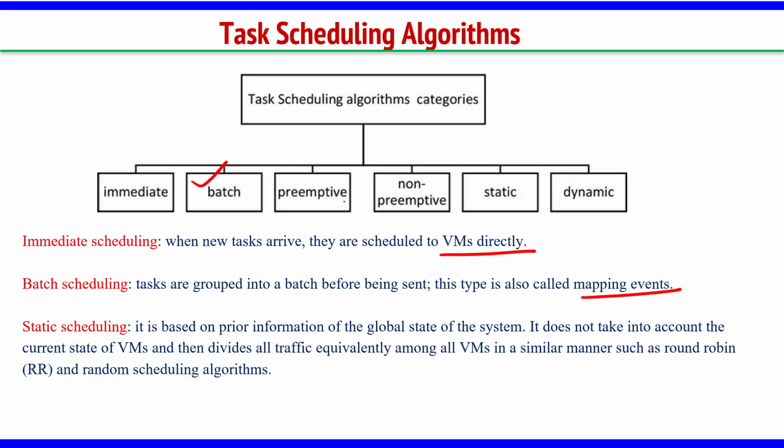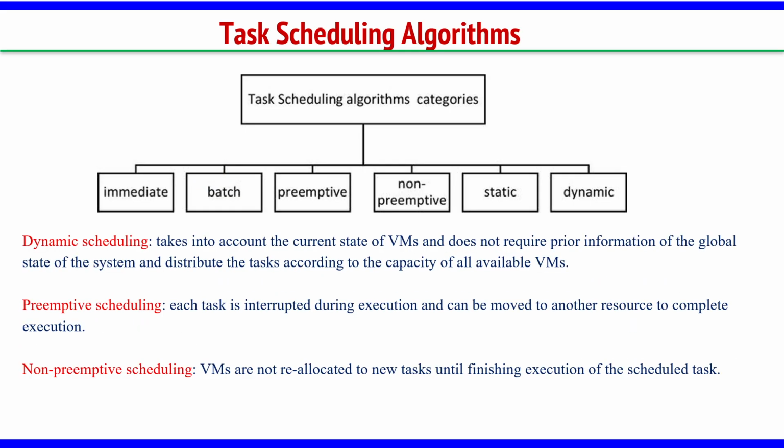And then we have preemptive and non-preemptive, which we already know from operating systems. In preemptive scheduling, each task can be interrupted during execution and moved to another resource to complete the execution. Non-preemptive is very strict. We will not deallocate the resources. We will complete that task, and only then give the resources to some other task. Virtual machines are not reallocated to a new task until the execution of the scheduled task finishes. This is preemptive and non-preemptive.